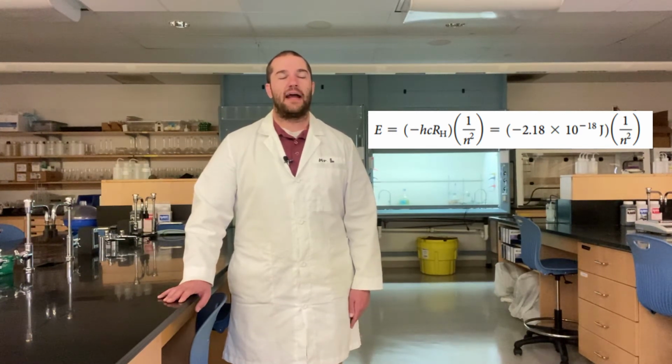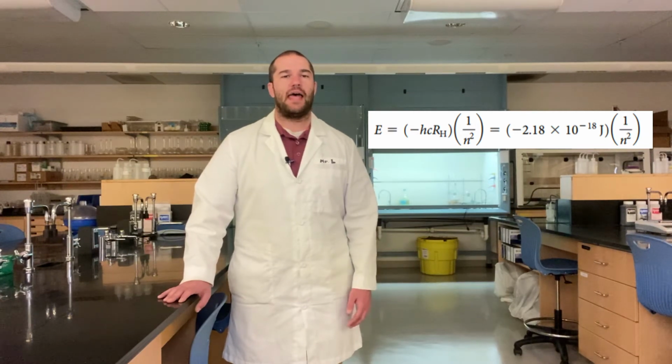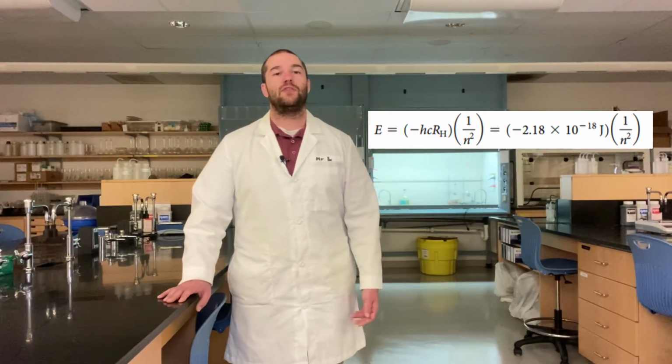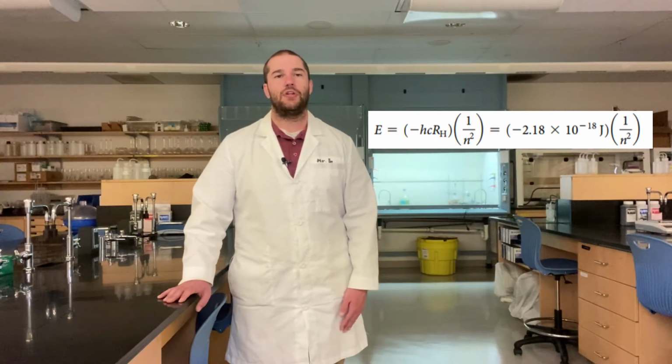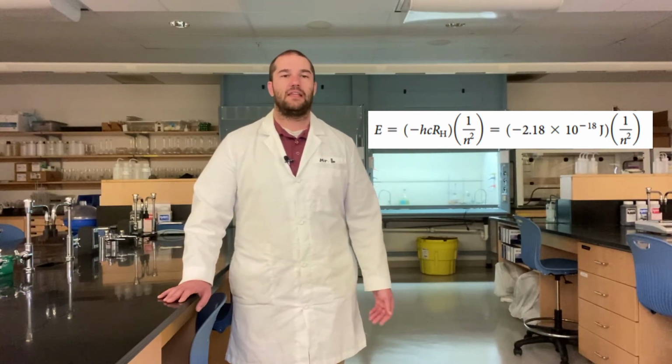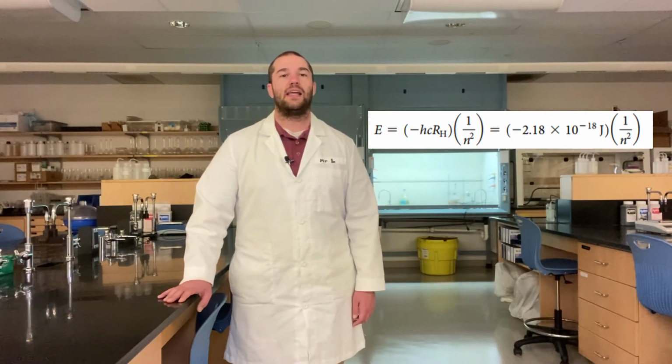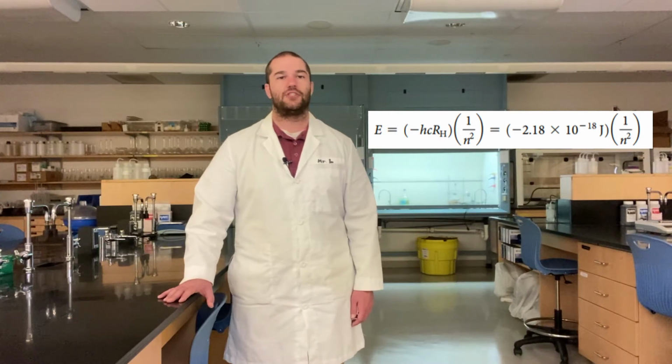So if we know the final n value and the initial n value, then we can calculate the energy change associated with that value. With that energy value, we could then calculate the frequency using E equals h nu. And if we know the frequency, then we can calculate the wavelength. So using this equation, we can know the wavelength and frequency of any electron transition within the hydrogen atom.